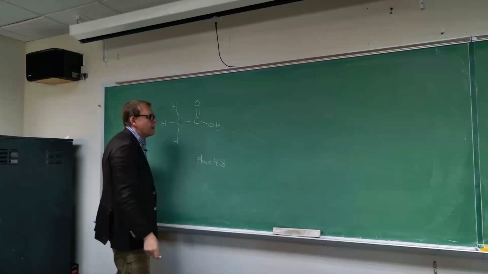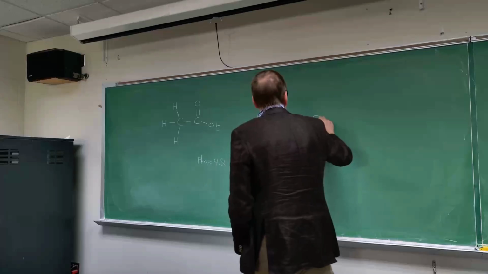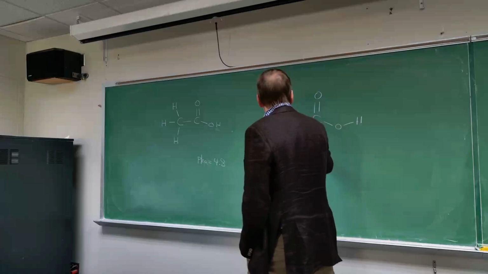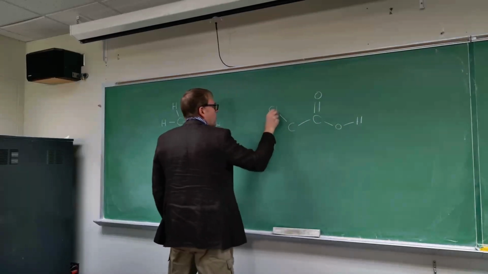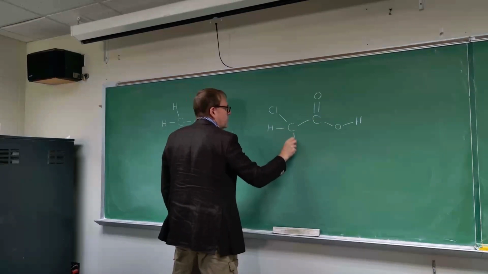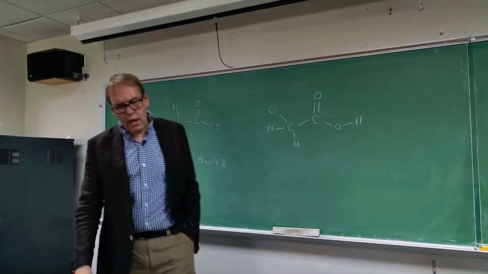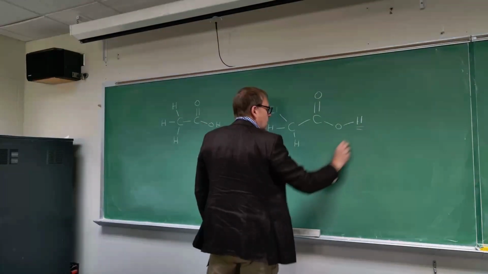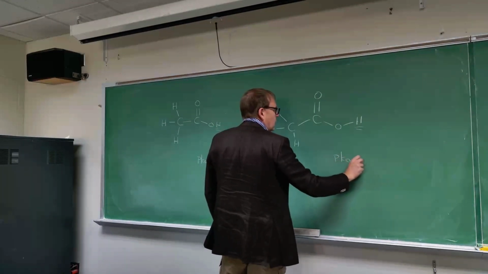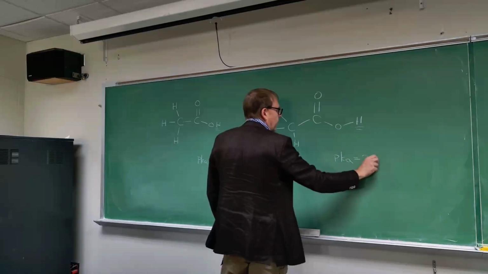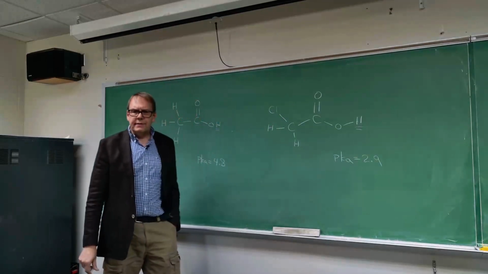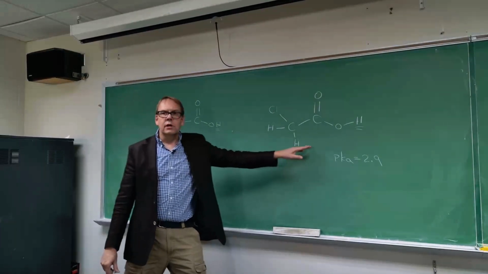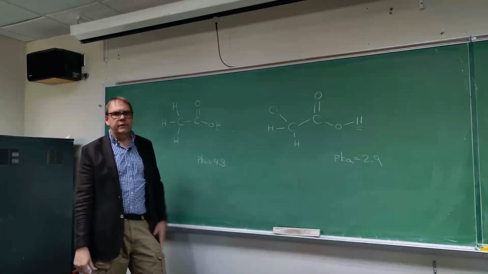Then let's look at another carboxylic acid that's pretty similar looking, but has a chlorine on it. So in place of one of the hydrogens, there's a chlorine. Now the pKa value for this one is 2.9. So this is a stronger acid, and by almost 2 pKa units. So this is about 100 times stronger acid than this one. So the chlorine is definitely making a difference.